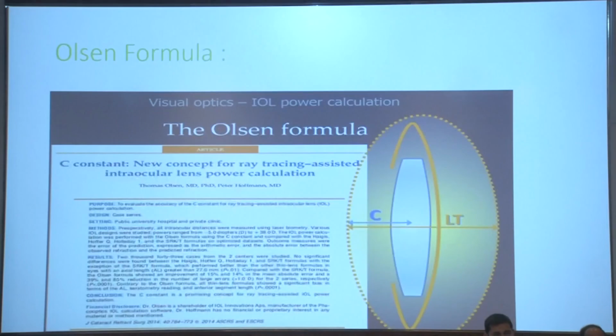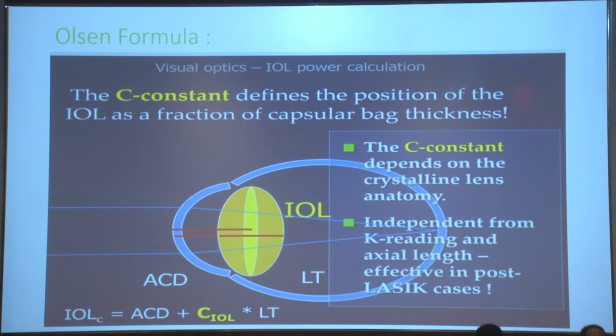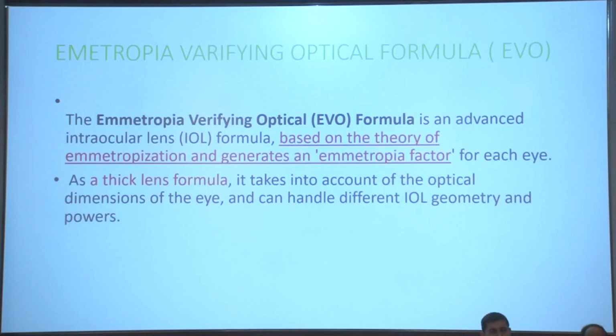So the Olsen formula, which is another one with ray tracing, is considering a C constant. The C constant is based only on where the lens will be positioned in the capsular bag. So it is a C constant that depends on the crystalline lens anatomy. It is independent of the keratometry reading and the axial length. So it is more effective in the post-LASIK formulas.